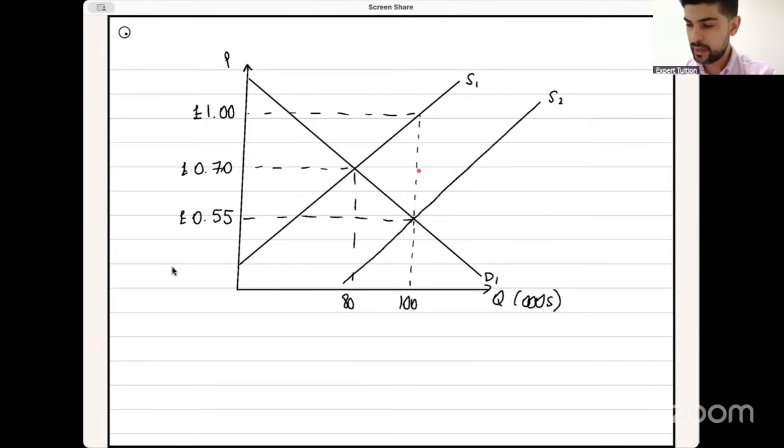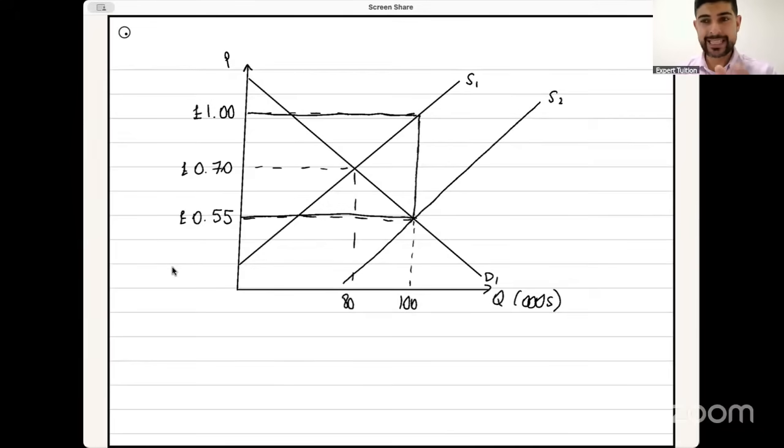So if I go up like that distance, what is that distance? That distance is the 45p. It's the subsidy rate. And that's why when you border off this area, that entire area is government spending. The government is spending all of that amount on the subsidy. Does that make sense? June 2017, paper one, I think it's question 3.